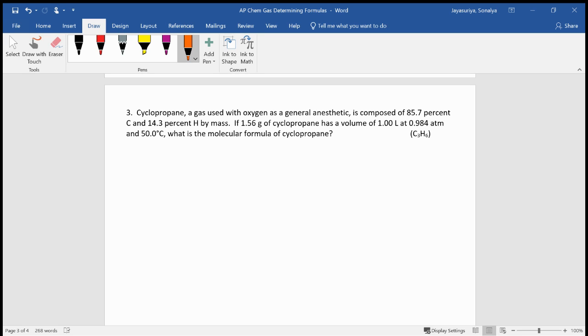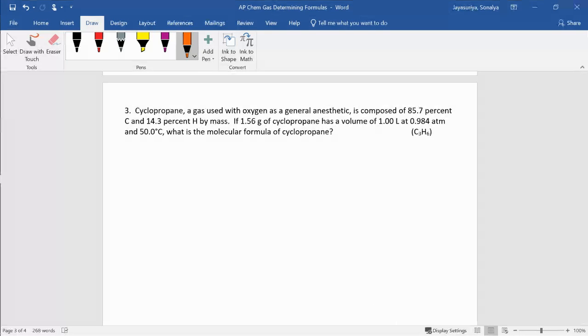Okay, so I'm going to go over question 3 and 4 on the determining formulas worksheet. So 1 and 3 are actually mirrors of each other, and 2 and 4 are mirrors of each other. I'll post the answer key fully, but if I go over 3, it's like I'm going over 1. Okay, same with 4 and 2.